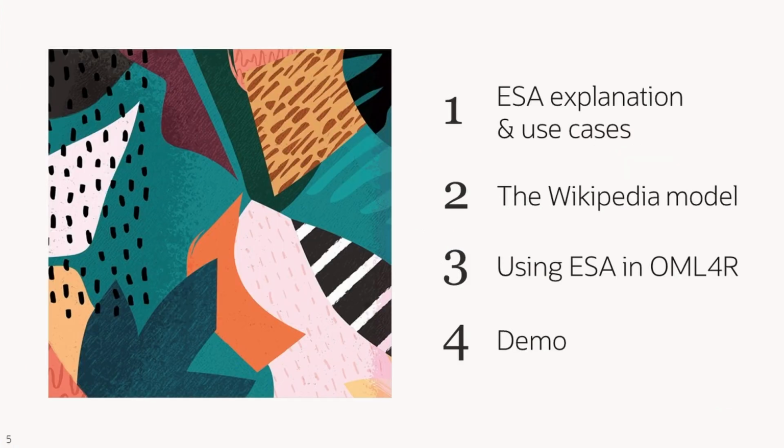So our agenda for today, I'm going to start by talking about what ESA models are, explain them and some of their use cases, as well as compare them to other common text mining functions. Then we're going to move into talking about our specific Wikipedia model, then how to use that ESA model through OML for R, and give you a demo of what that looks like. So let's go ahead and get started here.